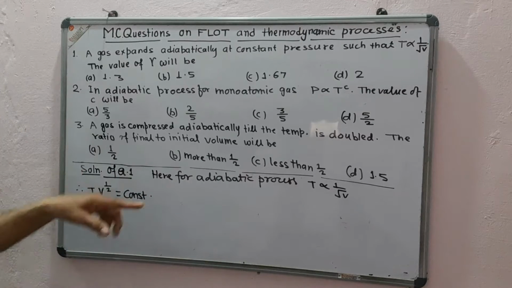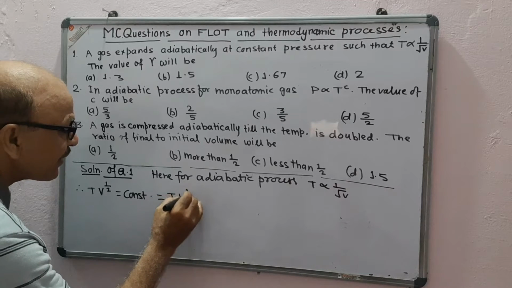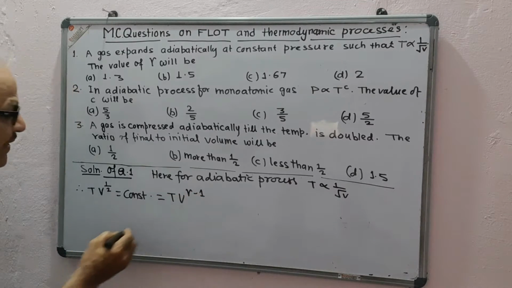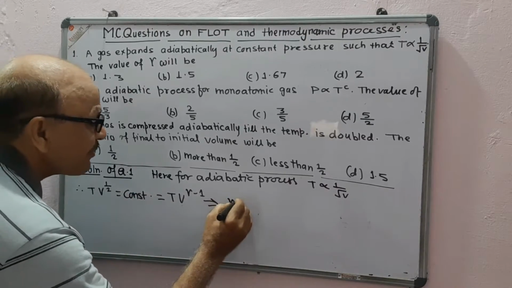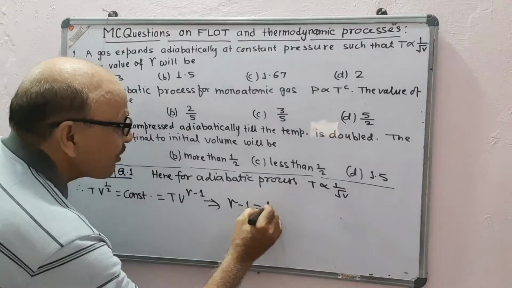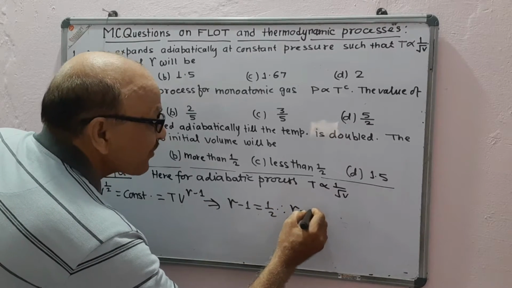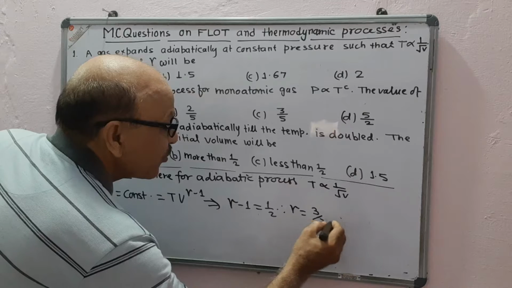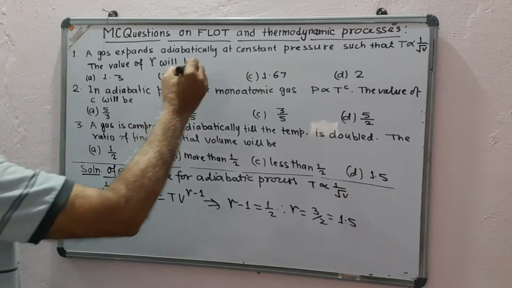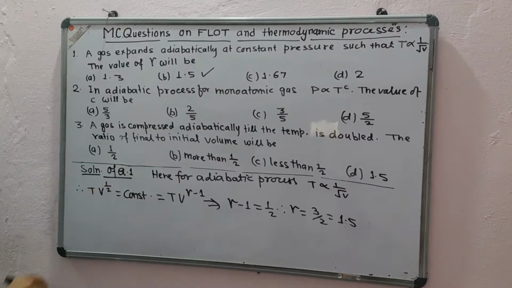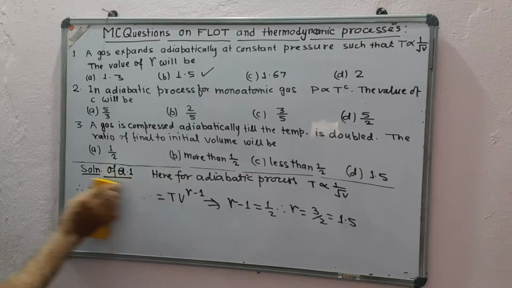Now for an adiabatic process, T into V to the power gamma minus 1 is constant. This implies that gamma minus 1 is equal to 1 by 2. Therefore, gamma will be equal to 1 plus 1 by 2, which means 3 by 2, which is 1.5, and the correct option is this. Next, question number 2.